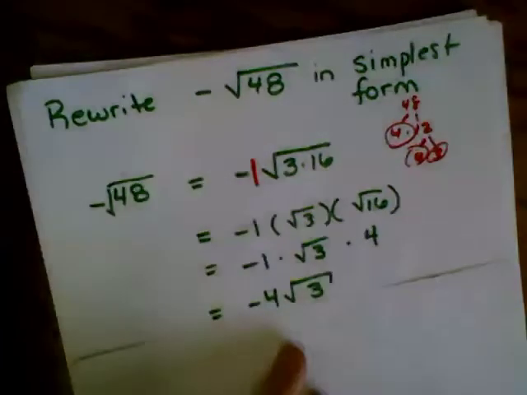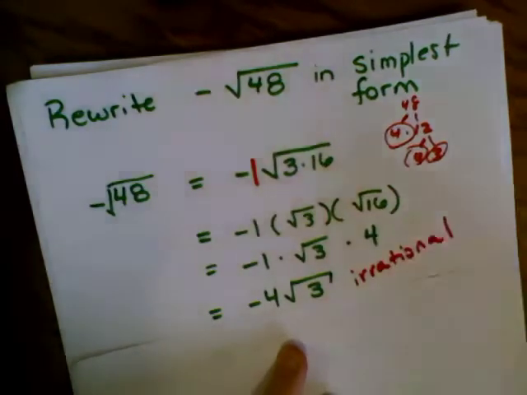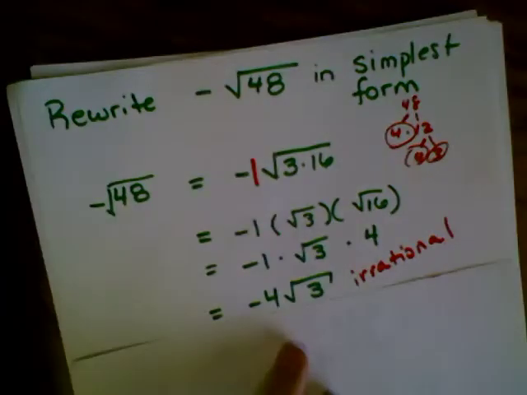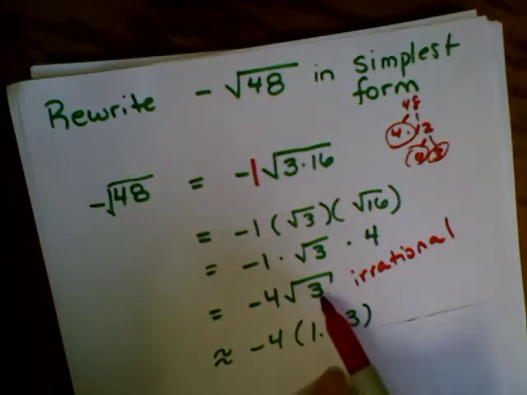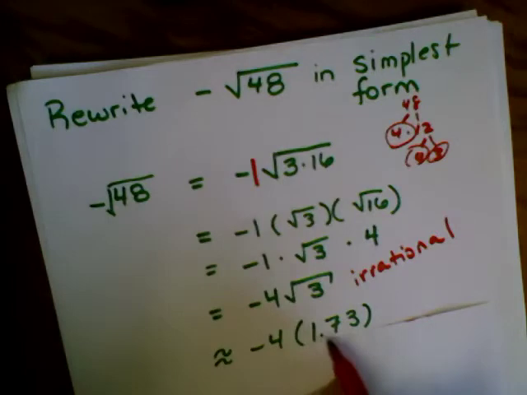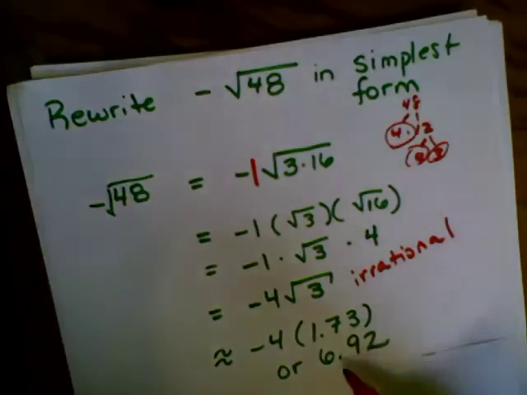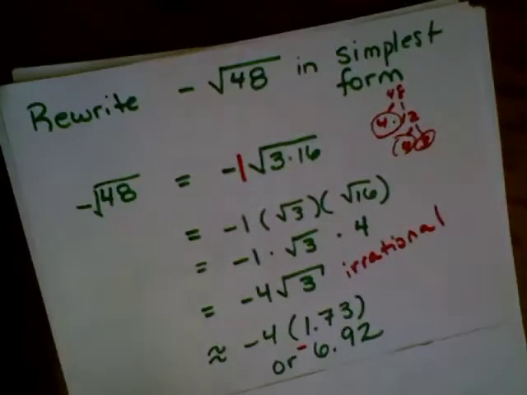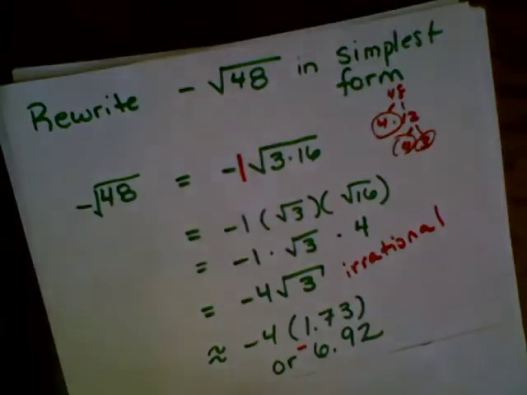square root of 3. Now the square root of 3 is irrational, which makes the entire product irrational, and it cannot be written down as a terminating decimal. So if I approximate, I might use the calculator to approximate the square root of 3. I know it's going to be less than the square root of 4, and so I get a decimal that is less than 2. And another way to write that product would be negative 6.92. Or if we read with place value, negative 6 and 92 hundredths.